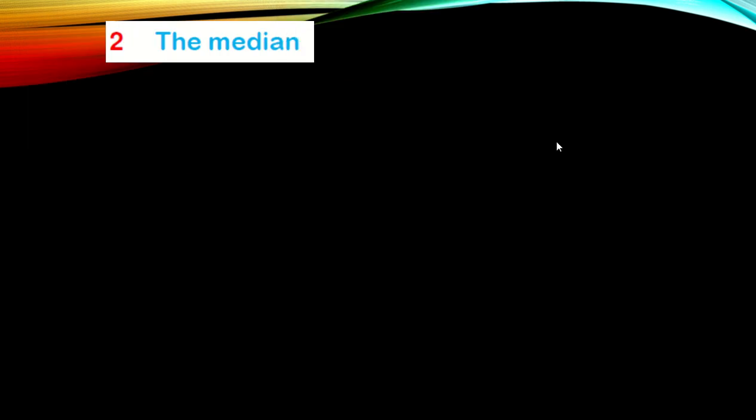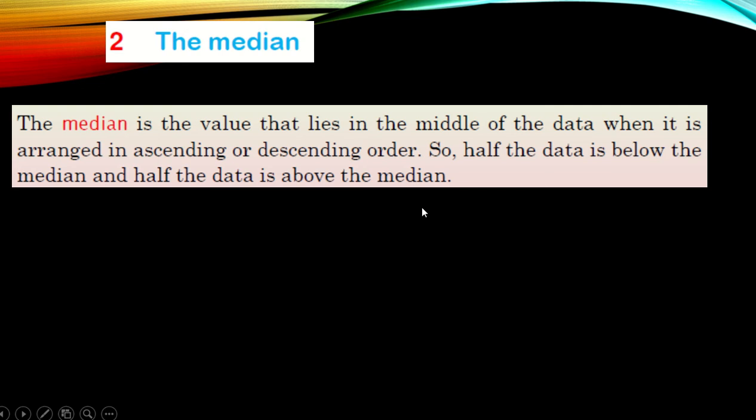The second measure of central tendency is the median. The word median simply means the middle value. Here is the definition of median. The median is the value that lies in the middle of the data. But the data has to be arranged in ascending or descending order, that means from small to big or from large to small, first. Then the middle term will be the median.